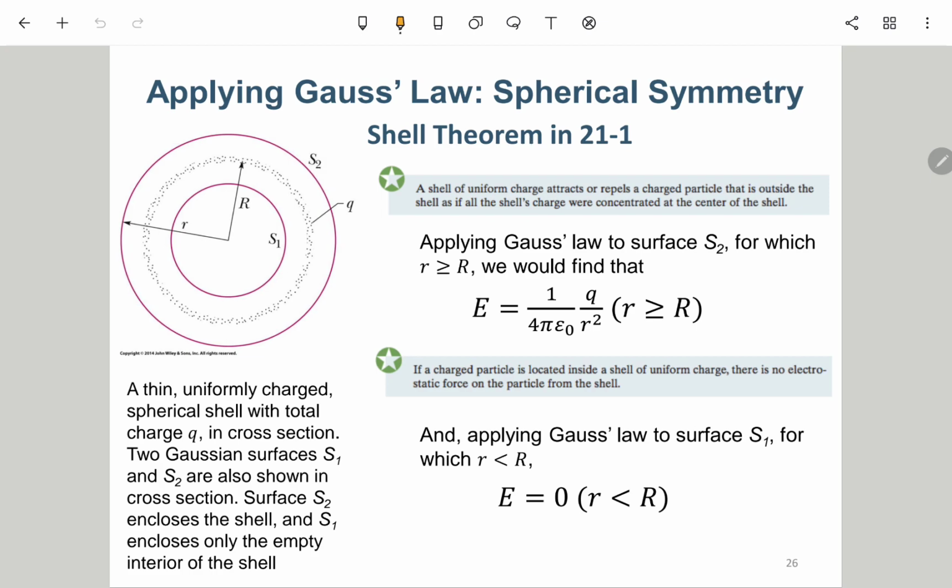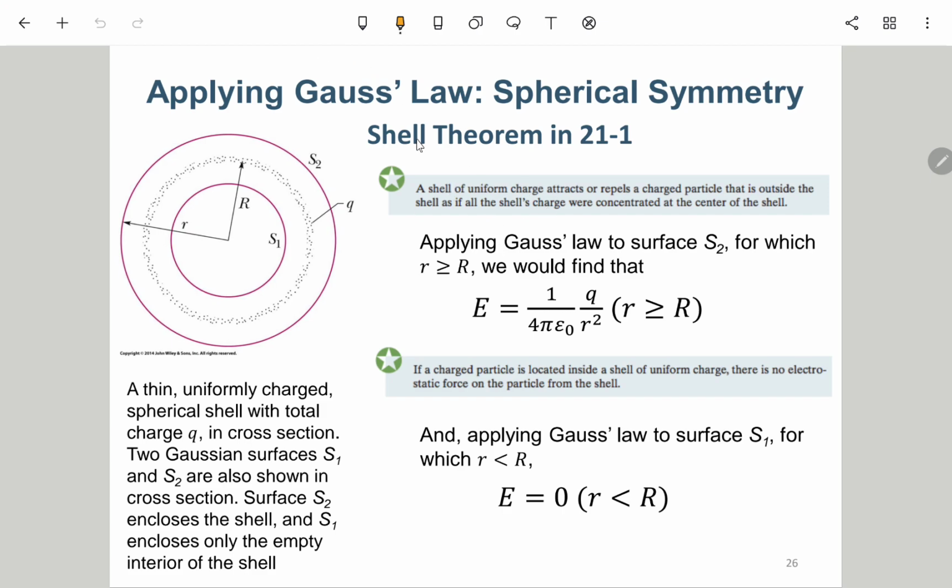chapter 21. And actually in chapter 21 I mentioned that we introduced the shell theorem, but we were not able to explain why it is true, because for a theorem we need to prove it, but at that moment we were not able to prove those two shell theorems. And here by the Gauss law we may be able to prove it.